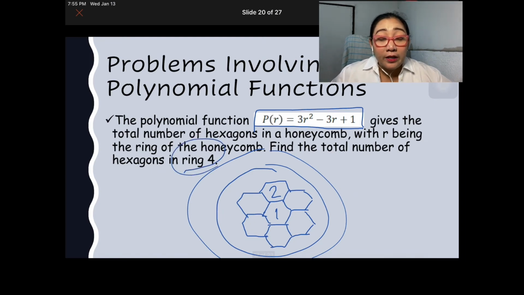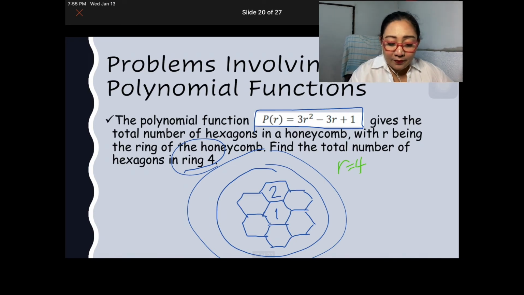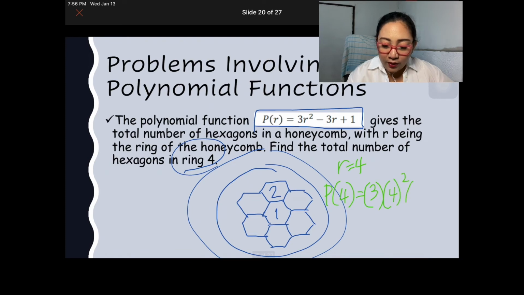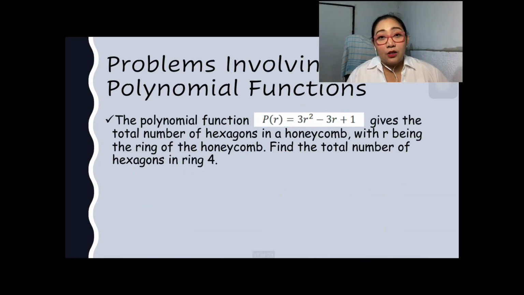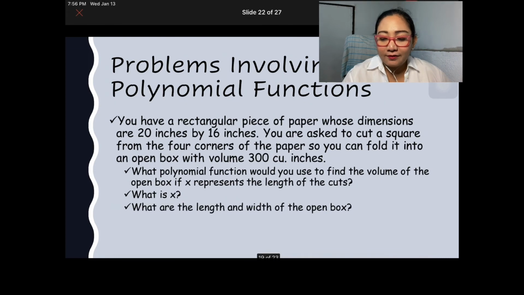So, all we have to do here is substitute 4 as your r into our function. So, yun lamang po. Napakadali lang. Diba? So, p of r is going to be p of 4. And then, we're going to substitute. So, 3 times 4 squared minus 3 times 4 plus 1. At ang makukuha po natin dyan ay 37. So, there are 37 hexagons in total pagdating sa 4th ring. Okay? Diba madali lang? Yung problema. Medyo magkakaproblema lang tayo sa mga ganitong klaseng problem. Joke lang. Madali lang yan.